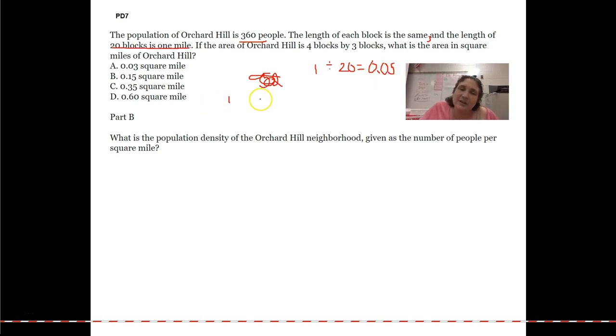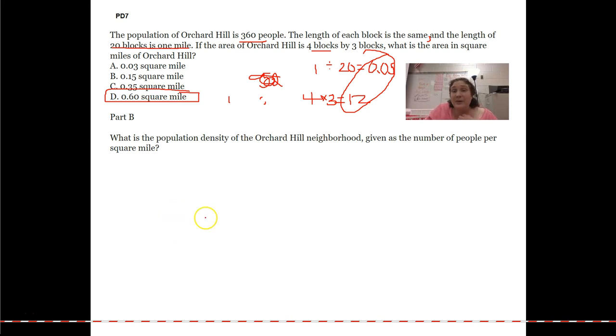The other thing we could have done is we could have done it this way. So now we know it's 4 by 3. So that means we're going to take 4 blocks by 3 blocks is 12 blocks. And then you're just going to multiply these numbers together. So that will give you 0.6.